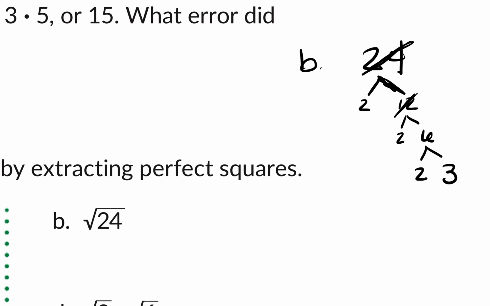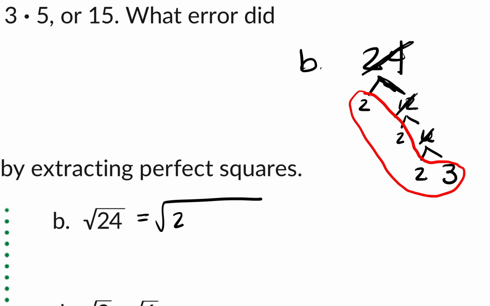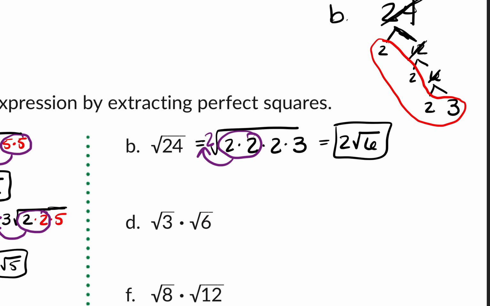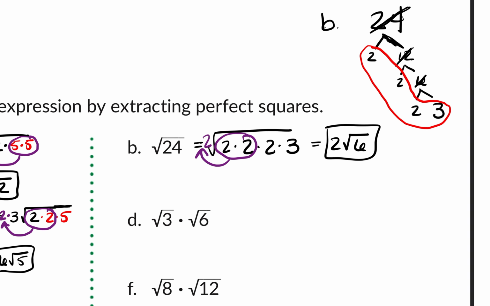The number went away because you have branches underneath. You're going to take all of these numbers and put them underneath the square root sign. So 2, 2, 2, 3. Find your couple. Take it out. You have 2 square root. Then you're going to multiply 2 times 3, which is 6. And that's it. Again, you can do this however you want.